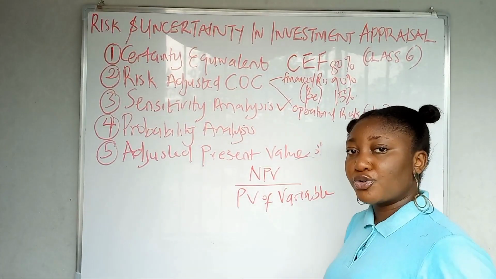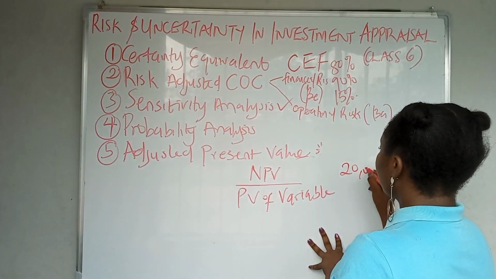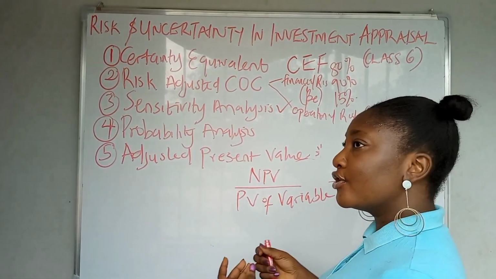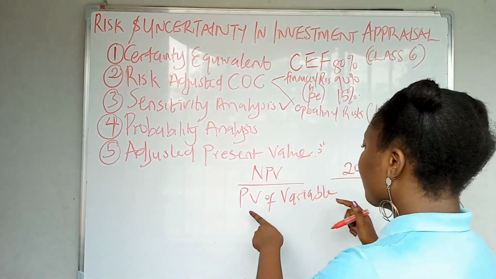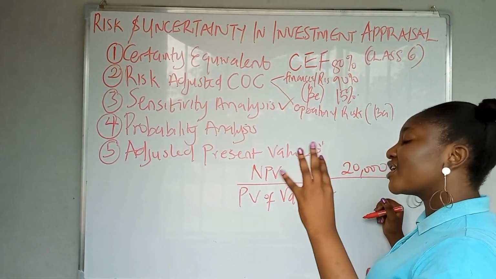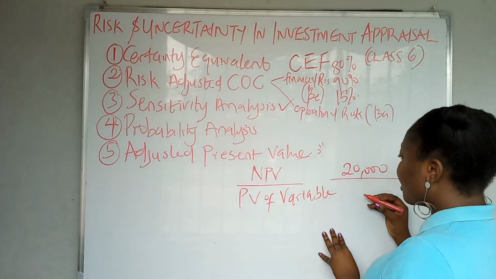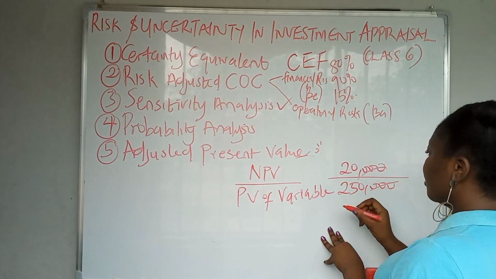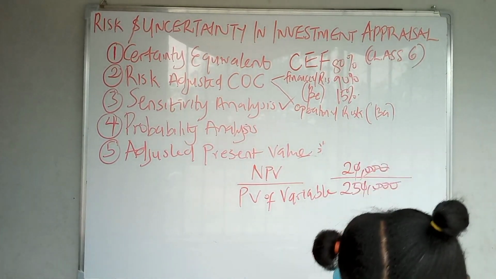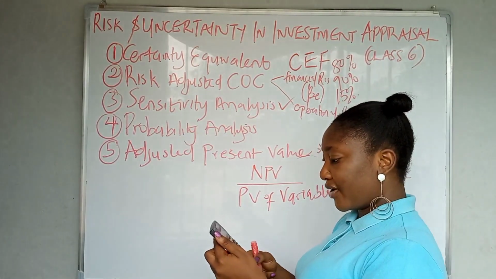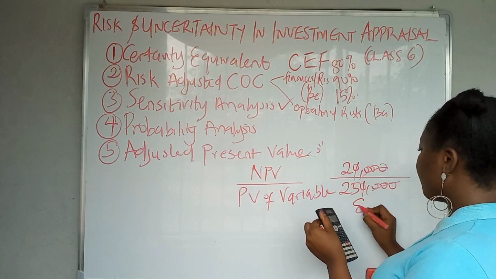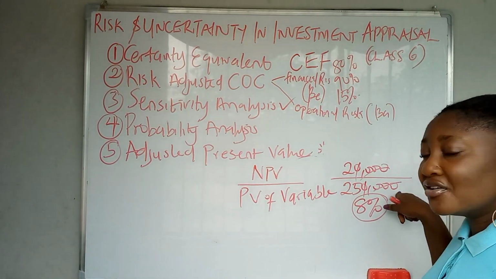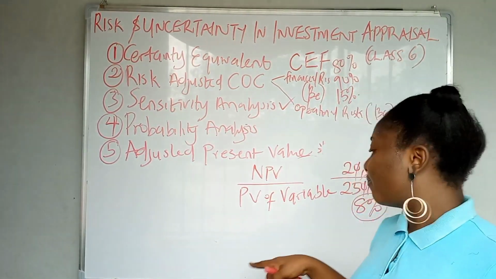Whatever you've gotten your MPV to be, you would have calculated your MPV. Maybe it is 20,000 naira, and they say calculate the sensitivity of the MPV to maybe sales. So you put your sales here, the present value of sales. That is, you have already multiplied the sales by the discount factor. Okay, so you put the present value of sales here. Let's say you have 250,000 as your sales. So when you do that, you have 2 over 25. My calculator. So 2 divided by 25. That's 0.08. That's 8%.